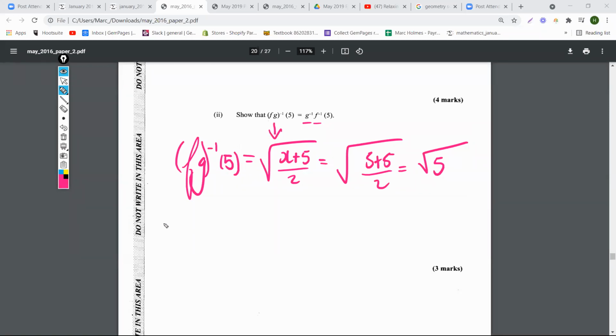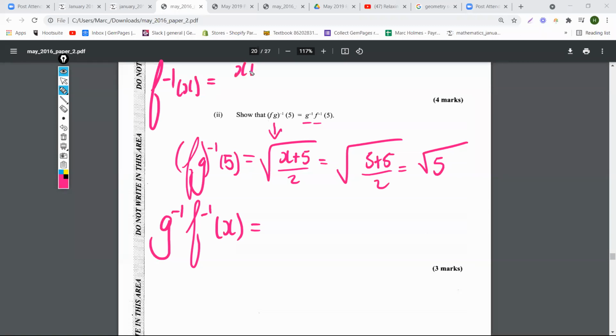Now we need to find g to the -1 of f to the -1 of x, because we didn't find this yet. We really didn't find it yet, so we need to find that. Let me just give you a recap. f to the -1 of x is equal to (x plus 7) over 2. We found that earlier. And g to the -1 of x is equal to the square root of x minus 1. We just found these two earlier.